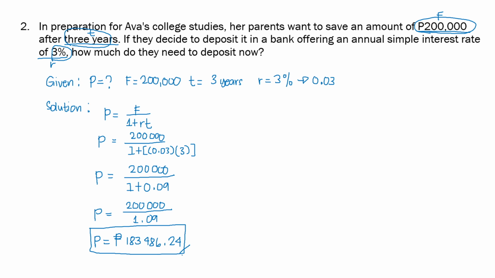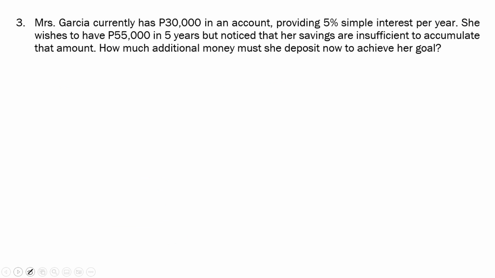This is our final answer. So for our final problem for this video, Mrs. Garcia currently has 30,000 pesos in an account, providing 5% simple interest per year. She wishes to have 55,000 in 5 years. So, ang iyang 30,000 gusto niya mahimong 55,000 in 5 years.